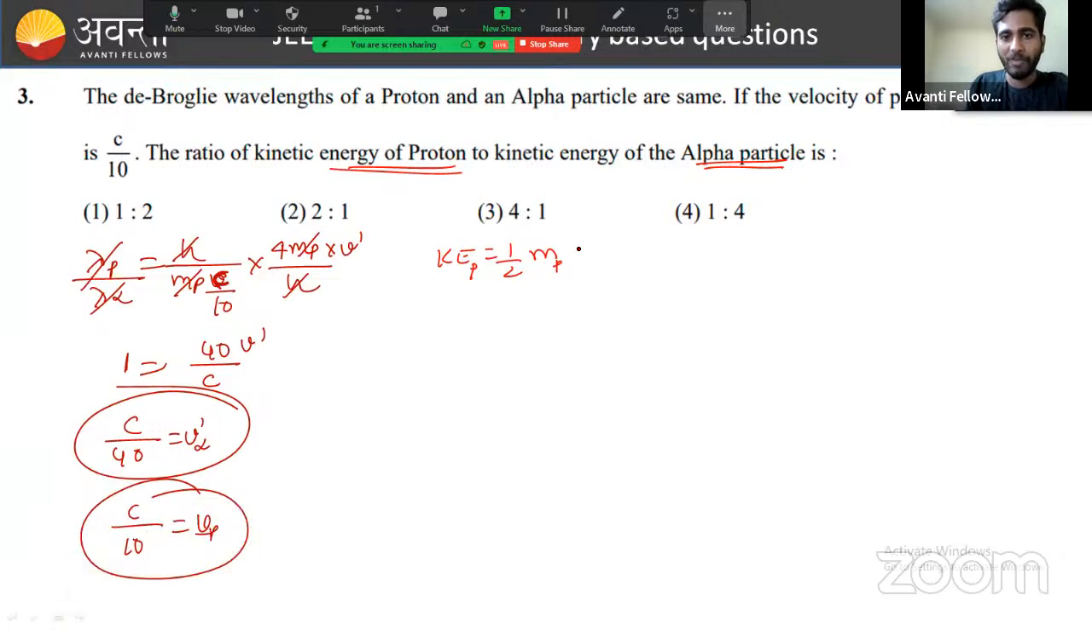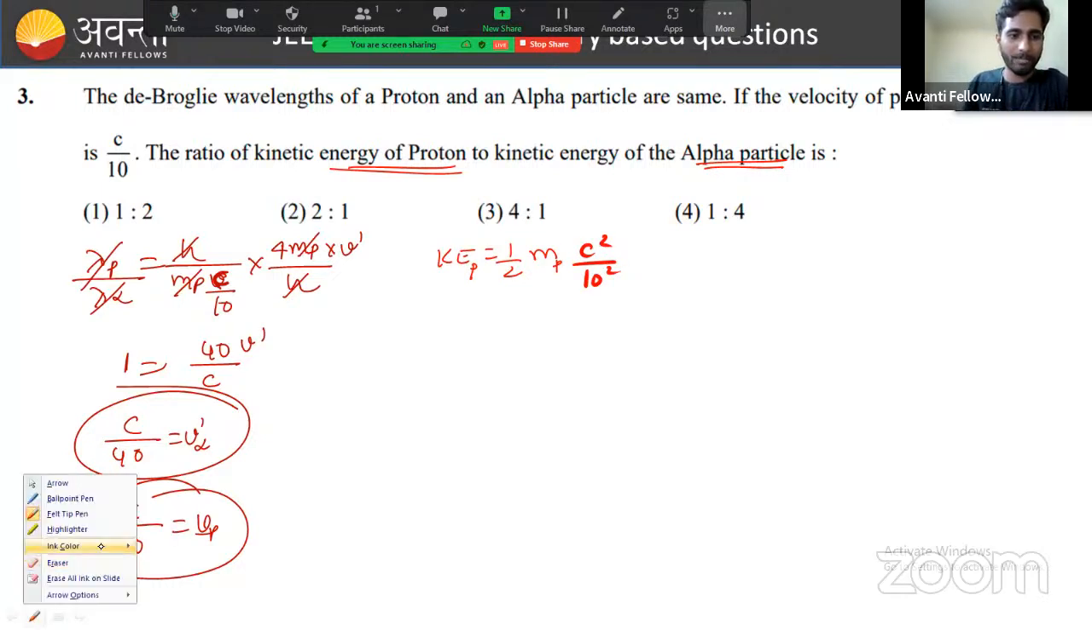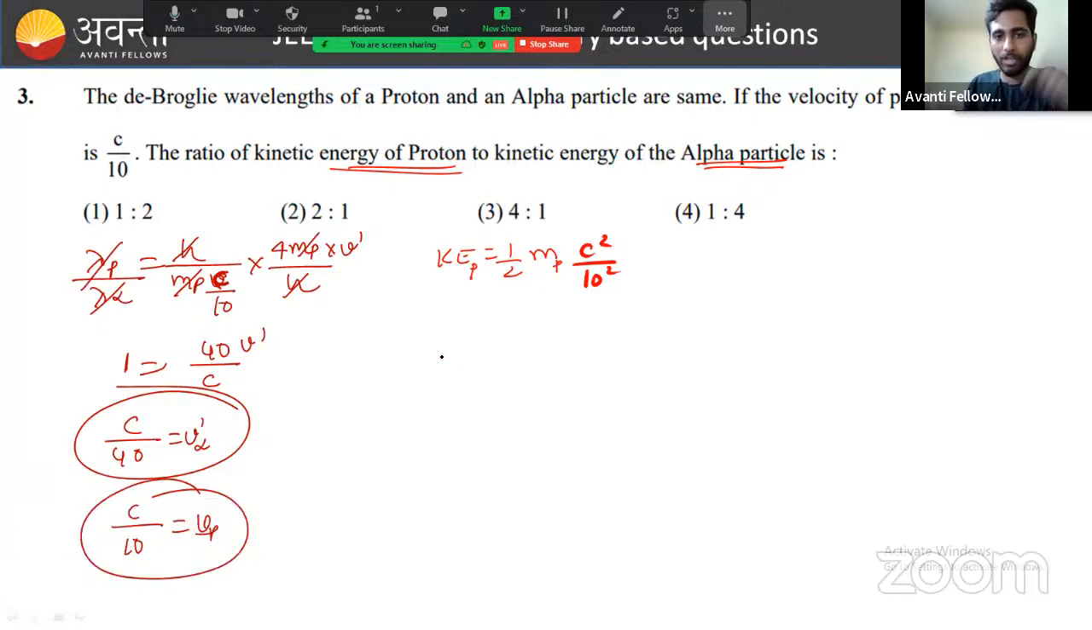Velocity of proton they have given here, look at this one, c square by 10 square, correct? Divided by the kinetic energy of alpha particle, which is 1 by 2 mass of proton times v square, where the alpha particle velocity is c square divided by 40 square, right? Half mp will get cancelled. Here is one more point: the mass of the alpha particle is 4 times the mass of proton, right? 4 times, don't forget to write this.